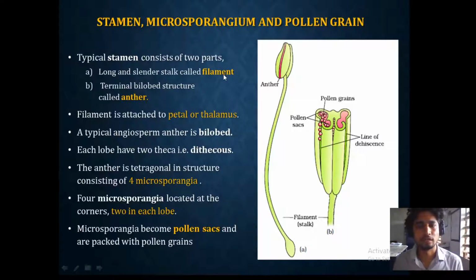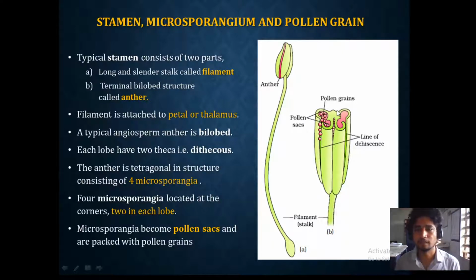The filament is a long stalk and the anther is a bilobed structure, having two lobes. Each lobe has a longitudinal groove that separates the lobe into two theca, and so it is called dithecous. So the anther is bilobed and dithecous. The anther is tetragonal in structure because of these theca in each lobe.